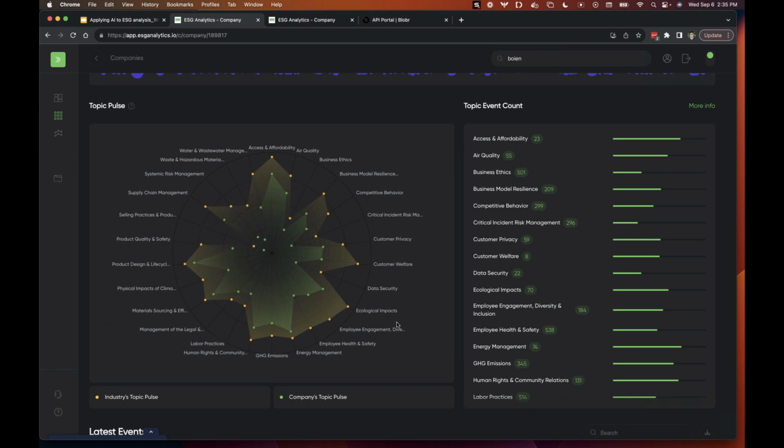Once you classify data in different ways, you'll be able to plot charts like this, which allow you to say, okay, for a given company such as Boeing, how does that look versus its industry on very specific points? And here you might see the green line, which is them specifically, versus the orange line, which is their industry. There are going to be places where there's a bit more of a delta, right? Things like employee engagement, access and affordability, customer welfare, customer privacy. These are all elements that can come into play.